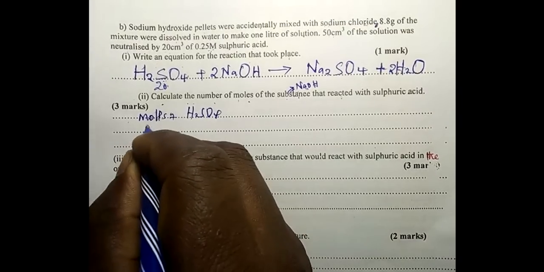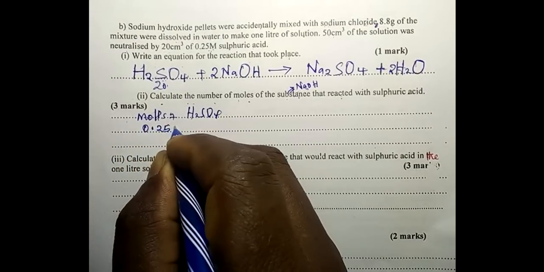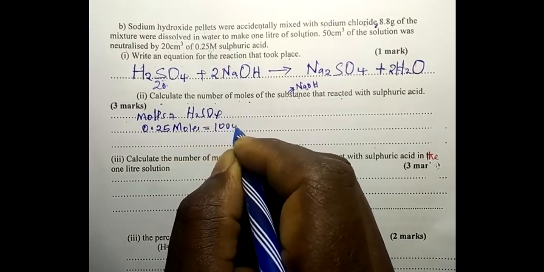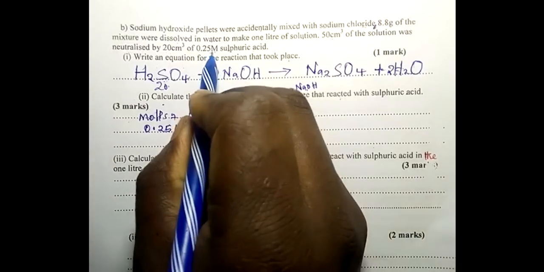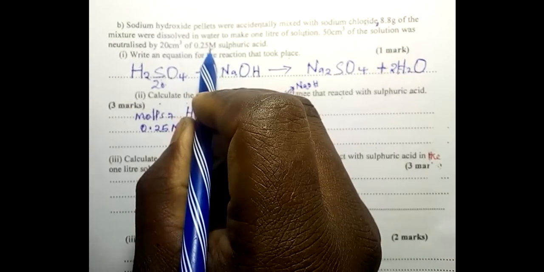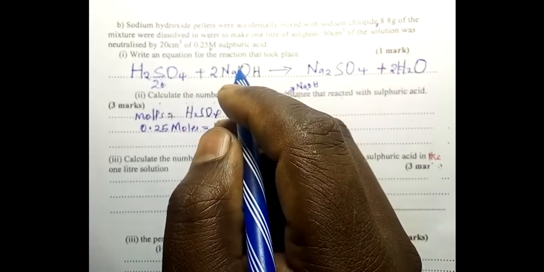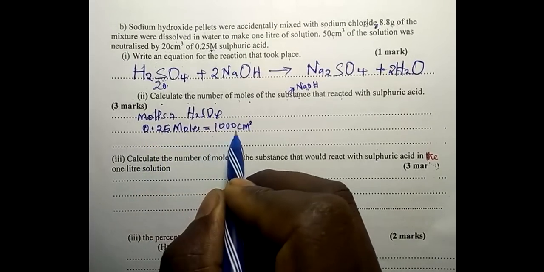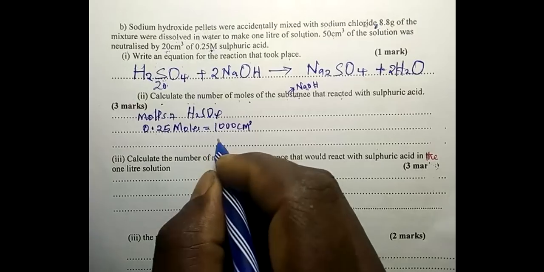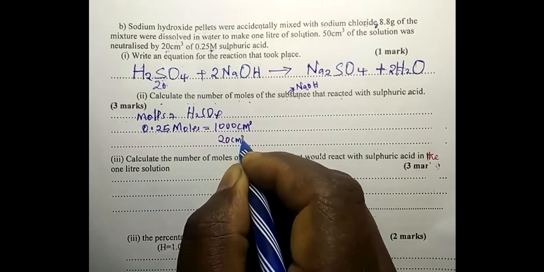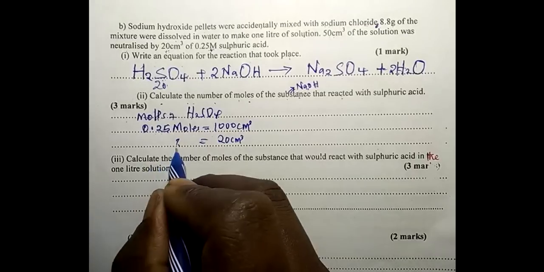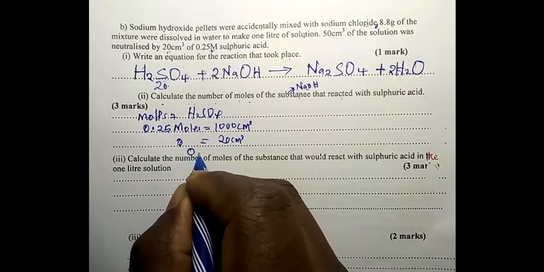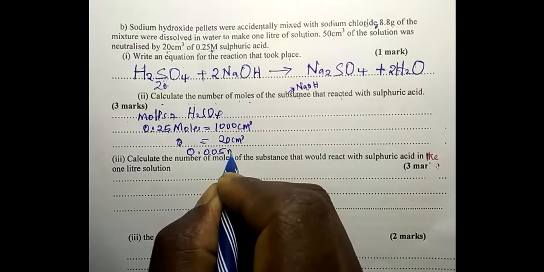We know that 0.25, capital M, stands for moles in 1000 centimeters cube, because this is molarity, and molarity is the number of moles in 1 liter. So 0.25 moles are in 1000. What about 20 centimeters cube, the one that was used? How many moles will 20 centimeters cube give us? So 20 times this divided by this will give us 0.005 moles.